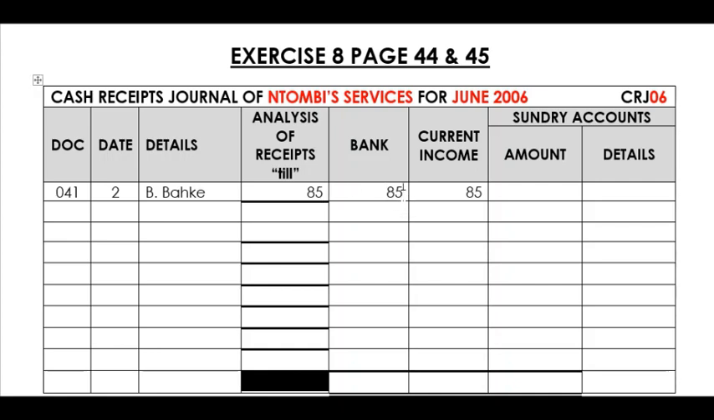Okay, and then after bank, we're not done. We have to specify what we received the money for. We rendered a service by cleaning windows, and therefore the money was received for current income, 85 Rand. Just a tip: if there's only one transaction for the day, then the amount in analysis of receipts and in bank will be the same amount. And then that amount must also go somewhere else, depending on what we received the money for.